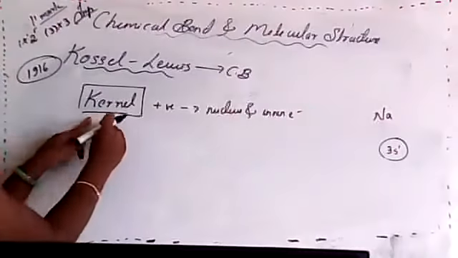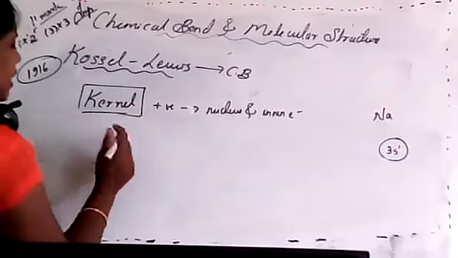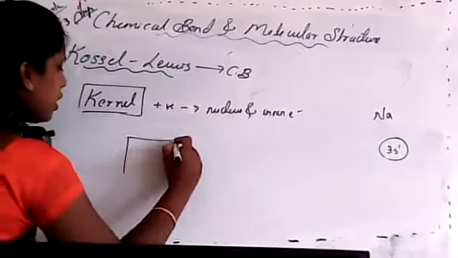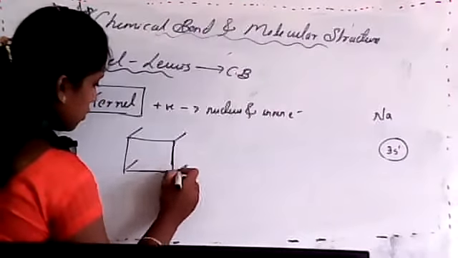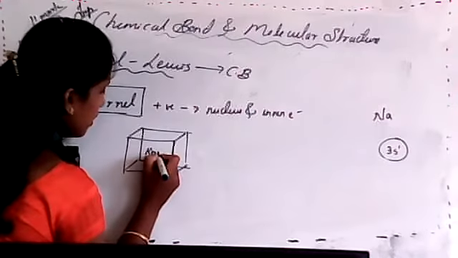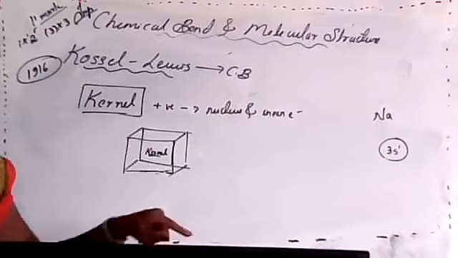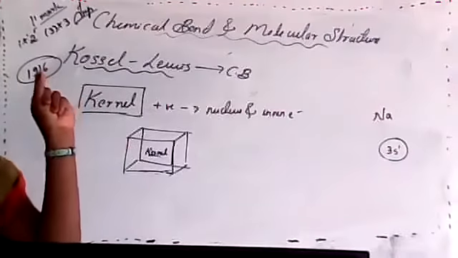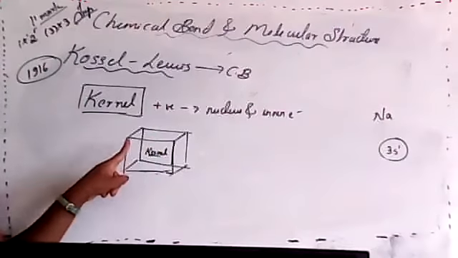He called it a kernel. He explained that there is a positive part inside the cube. I'll consider this as a cube, and here there is a kernel. He further explained that the outer electrons or valence electrons can occupy the corners of this cube.